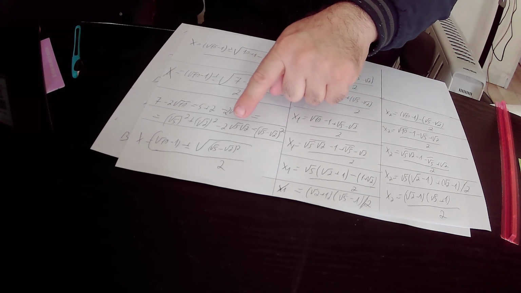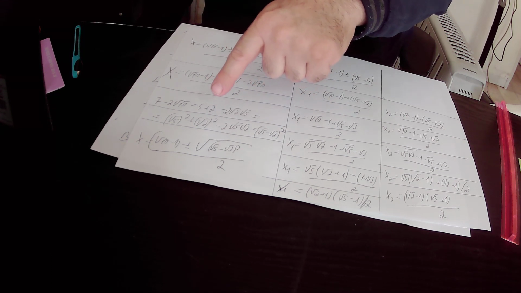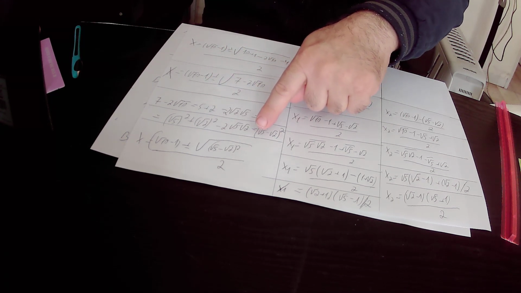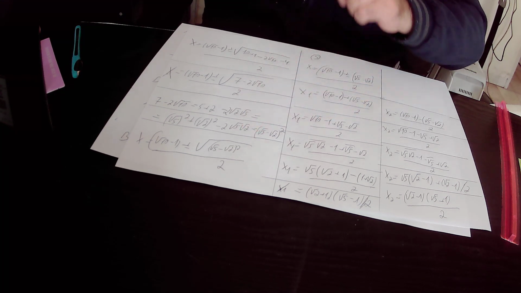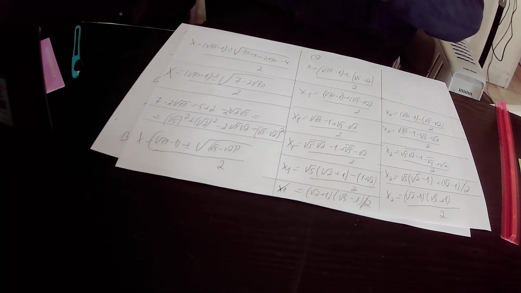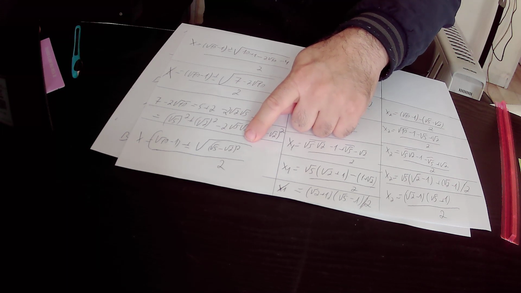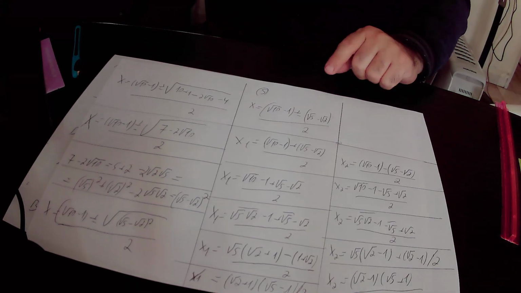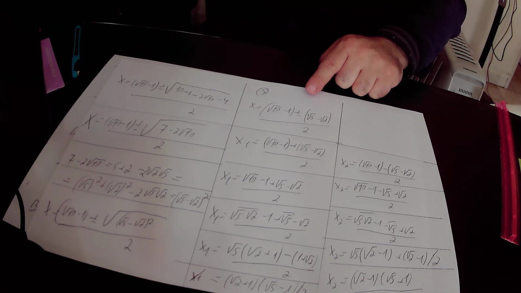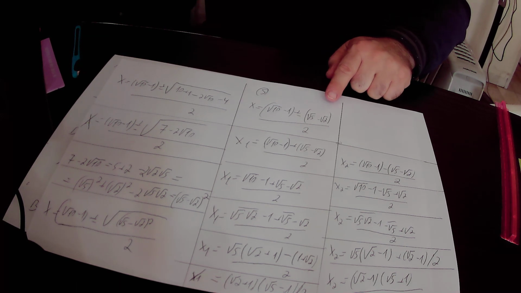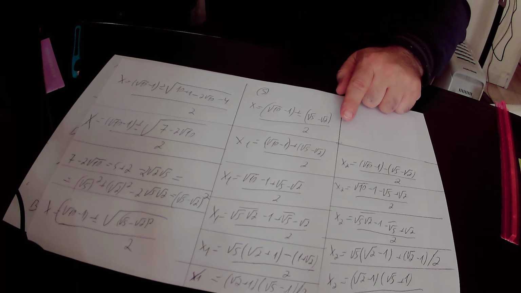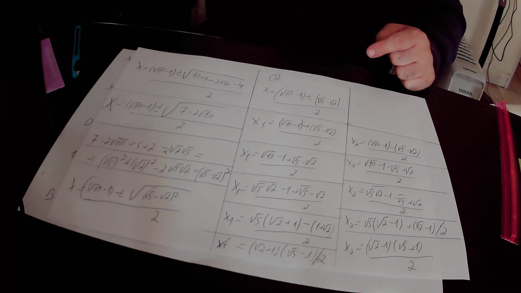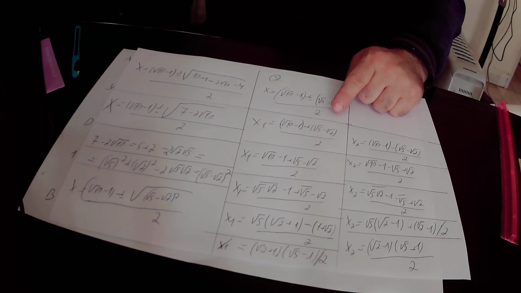So we did it and we got that x equals square root of 10 minus 1 plus minus square root of square root of 5 minus square root of 2 squared, over 2. And here the square cancels the root and we are left only with square root of 5 minus square root of 2. So we got that x equals square root of 10 minus 1 plus minus square root of 5 minus square root of 2, over 2. So here we have two possible solutions. The first solution is x1, which equals square root of 10 minus 1 plus square root of 5 minus square root of 2, over 2.